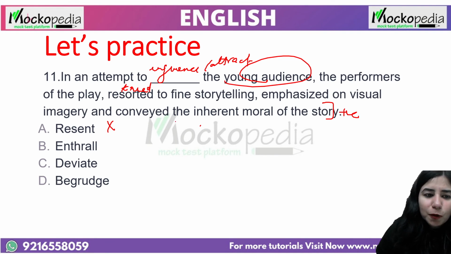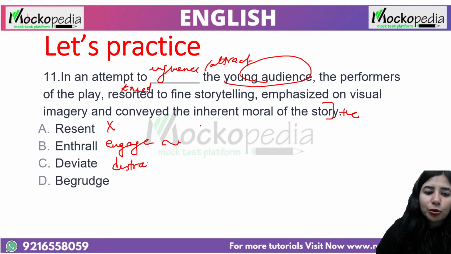So enthrall is to engage or attract. So this is engage the audience. So we can keep this. This matches with our predicted word. Deviate is distract. So they are doing everything nice. So they would not do it to distract, right? So this goes out. Begrudges, complain. So even that doesn't match with the predicted word, and hence we are going to pick B as the final answer.